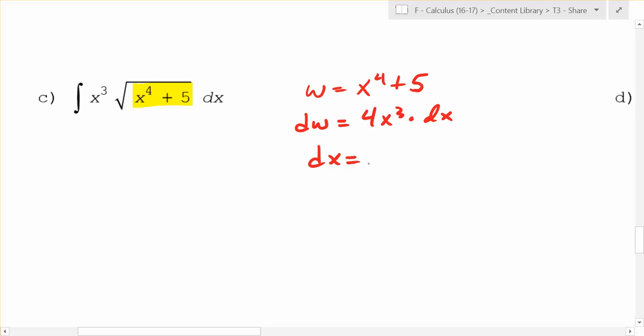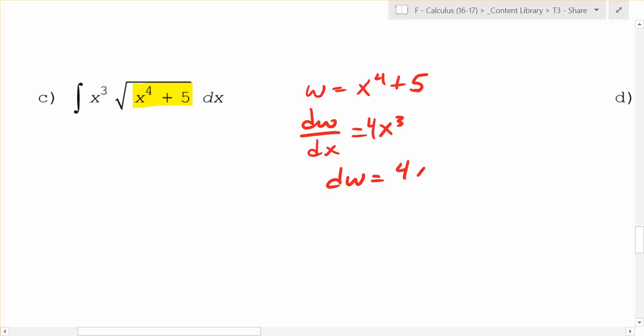Sorry, but dx, like... I skipped a step, so no, it's not okay. Okay, so dw over dx, I did the derivative with respect to x, is equal to 4x cubed. So what does dw equal? 4x cubed times dx. Exactly, right.